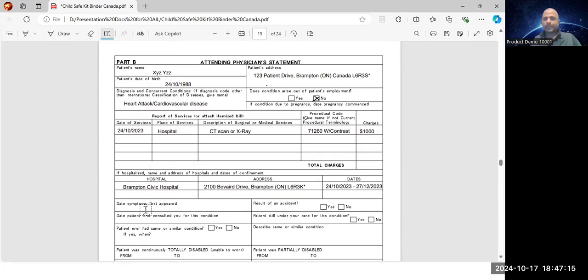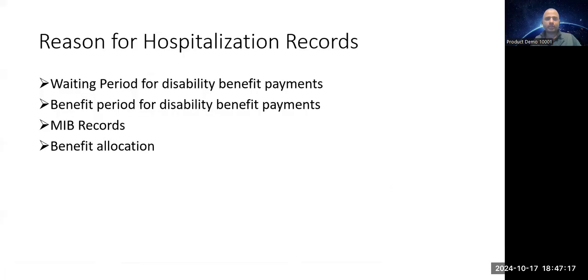So again, reason for hospitalization records. Waiting period for disability benefit payments. Your benefit period for disability benefit payments. MIB records. Benefit allocation. Your hospitalization record is used for MIB records for future reference, and is used to figure out your benefit period based on when you were hospitalized.